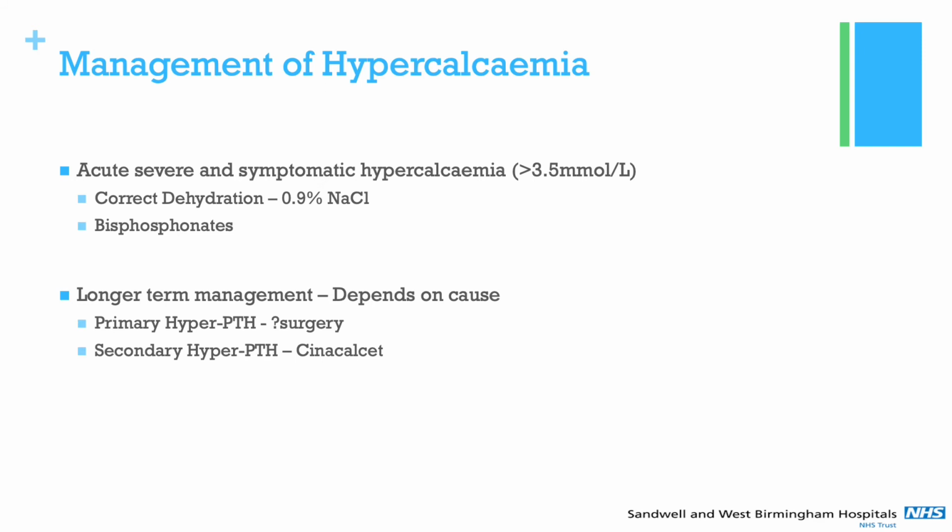There is some role for something called cinacalcet. These are calcium mimetics, basically. They try and trick the body into thinking there's more calcium than there is, to try and reduce production of parathyroid hormone. So there's some role for the calcium mimetics and cinacalcet in secondary hyperparathyroidism, but it will depend on the cause.